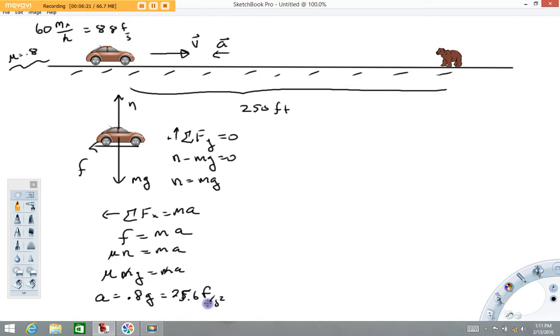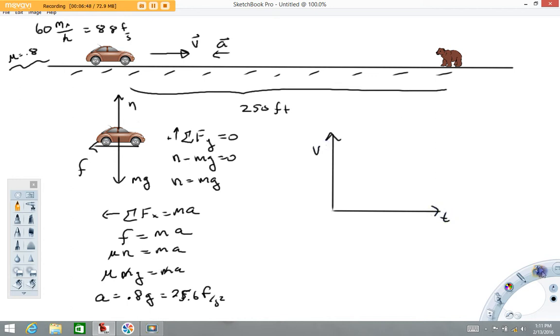25.6. Not the prettiest 25.6 I've ever drawn, but good enough. Now that we know the acceleration, the next step would be to do what I call the motion study of the car. So I'm going to come over here now and draw a sketch. I'm going to graph what the velocity of the car against time will look like. So we've got velocity against time.